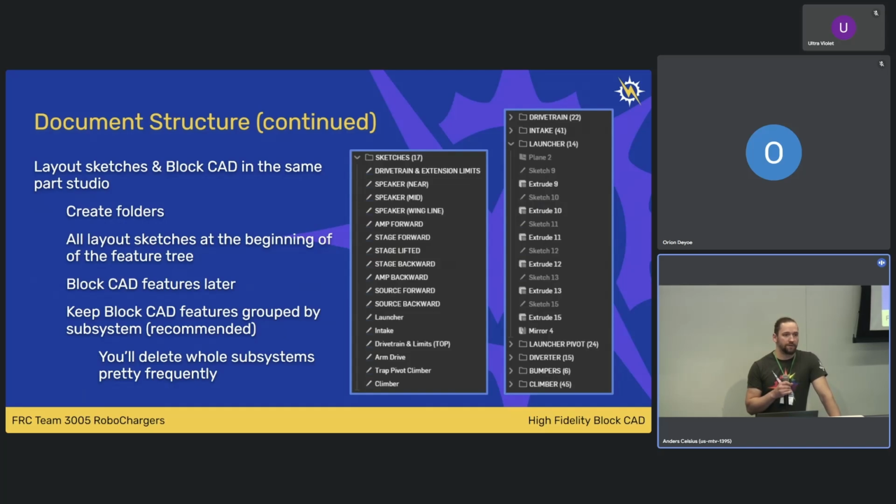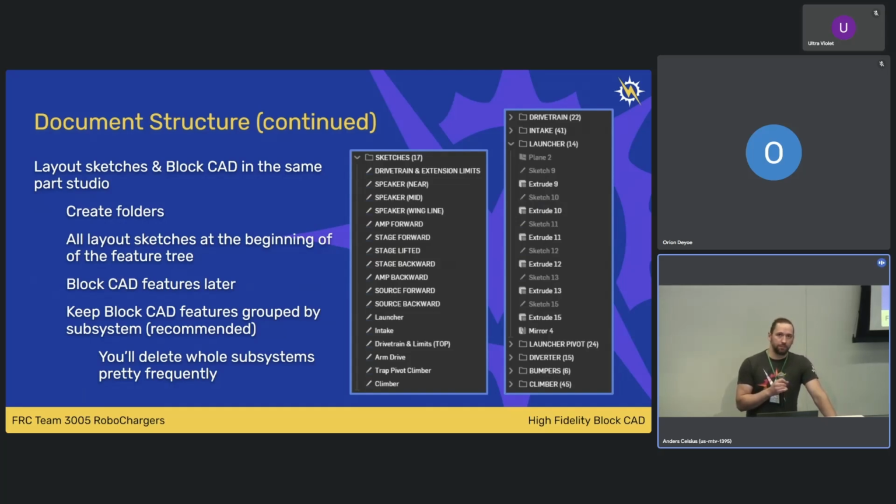There's going to be a lot of stuff in that feature tree. A couple specific things. Make sure all the layout sketches are at the beginning. Don't bury them in the middle of the feature tree. It just makes organization impossible, and it also gets really hard to manage what's constrained to what and whether you can reorder things. Just keep the layout sketches at the beginning. You'll have a much better time that way.